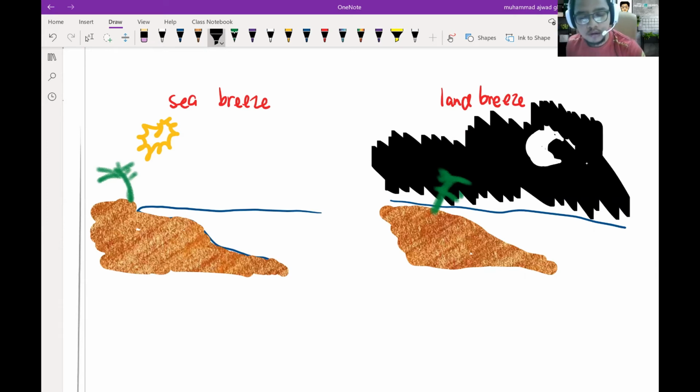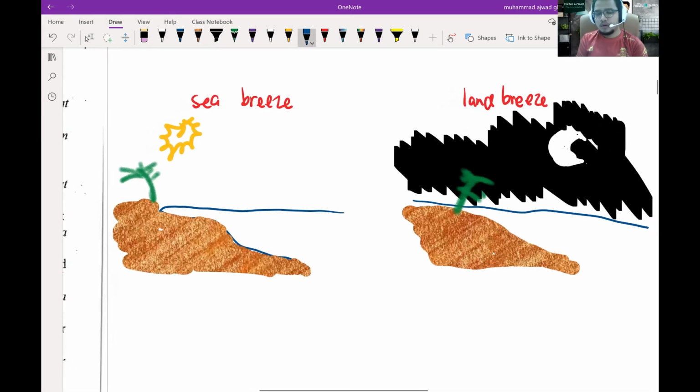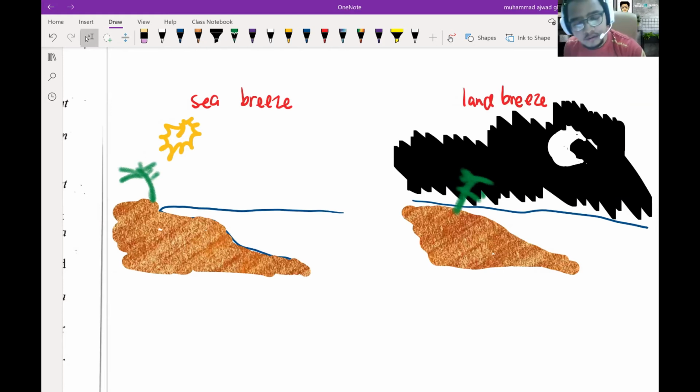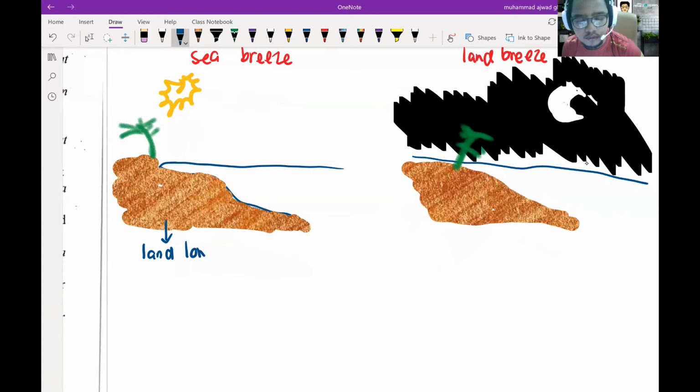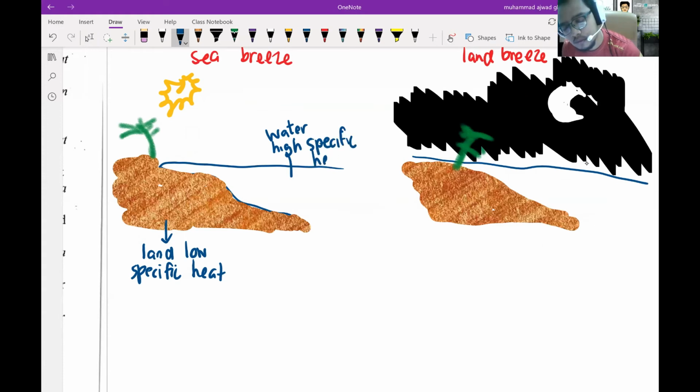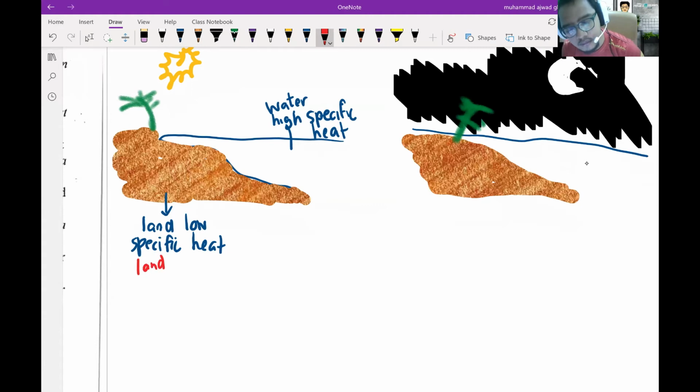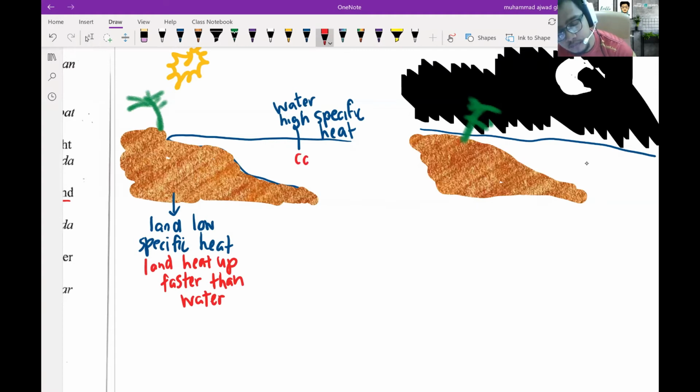Okay, contoh. Okay, so cerita dia gini. Wih, cantik pula rasa. Okay, so cerita dia, sea breeze ni. Okay, ni waktu siang. Kenapa waktu siang? Waktu siang, ni land, low specific heat. Okay, water, high specific heat. Okay, so apa jadi next? Land heat up faster than water. Okay, so maksudnya kita akan dapat water ni lebih sejuk, land ni lebih panas, hot.